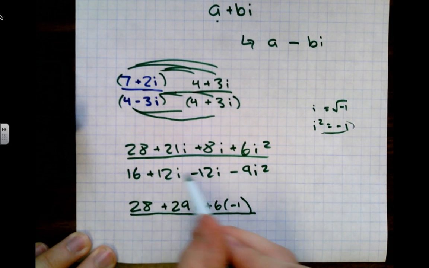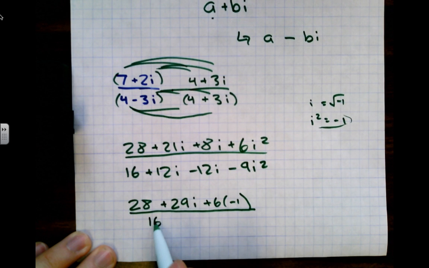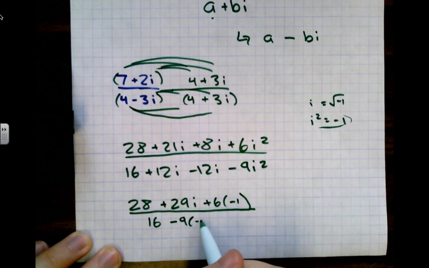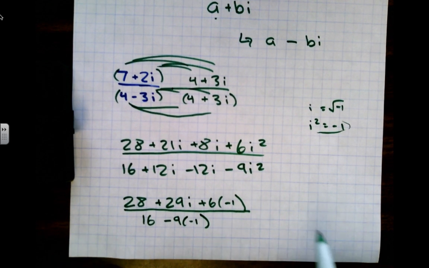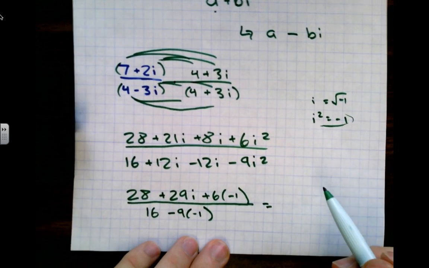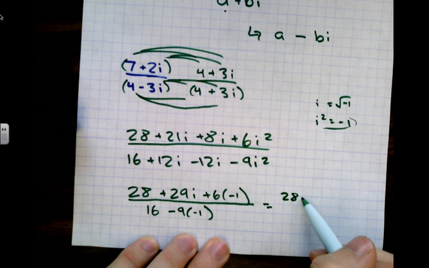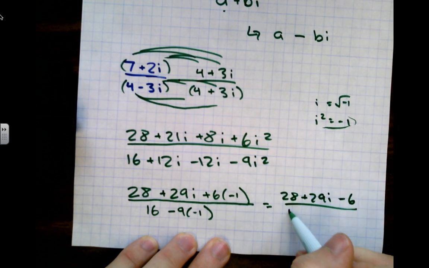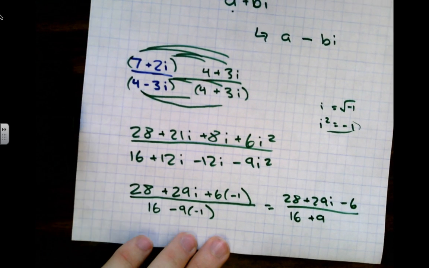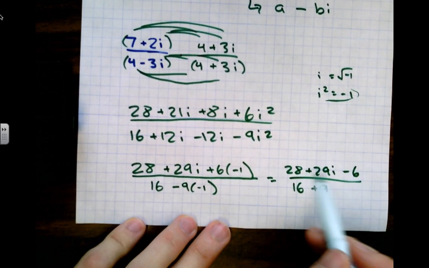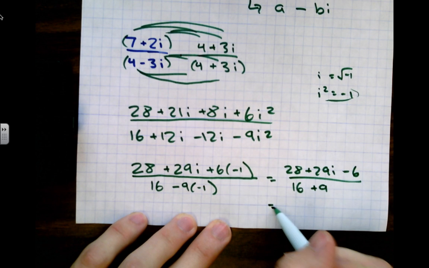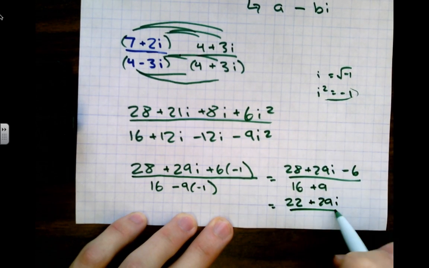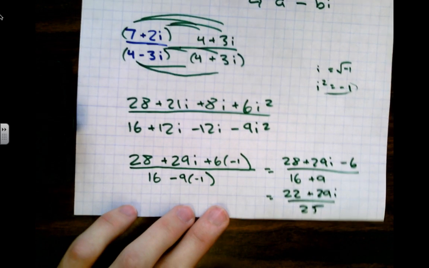So these two terms we see are going to cancel one another out. So all we're left with is 16 minus 9 times negative 1. Okay, and we can go through, simplify these a little bit more. We're going to have 28 plus 29i minus 6, all of that being over 16 plus 9. And then combine our like terms, we would have 22 plus 29i, all over 25.